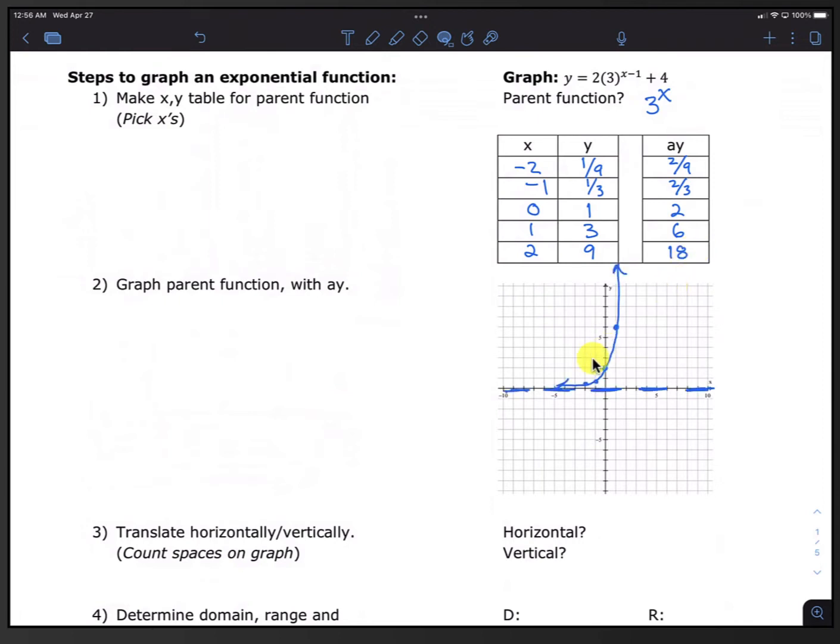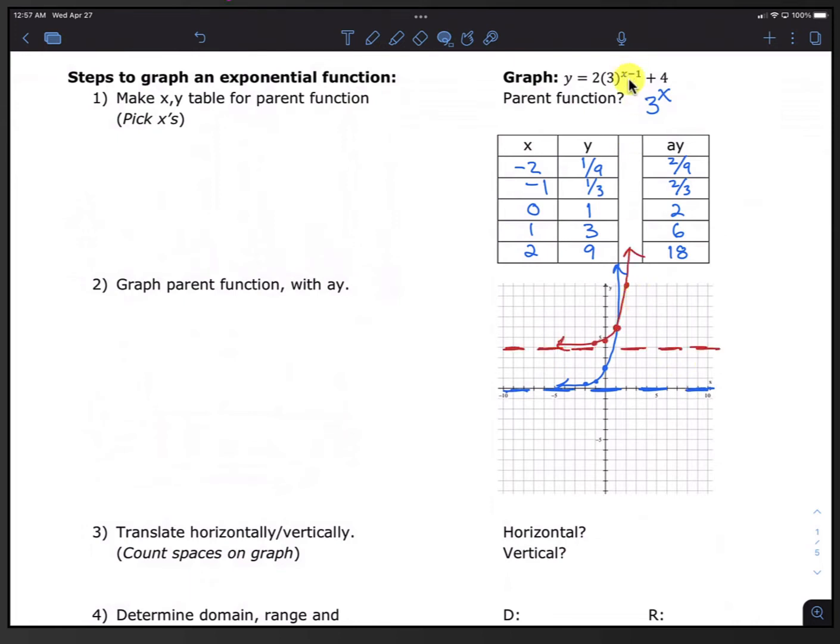All right, and those are the points that we can fit on the graph, and this is the exponential curve. As usual, we have a horizontal asymptote for exponential functions. The next thing to do is to graph the transformation.